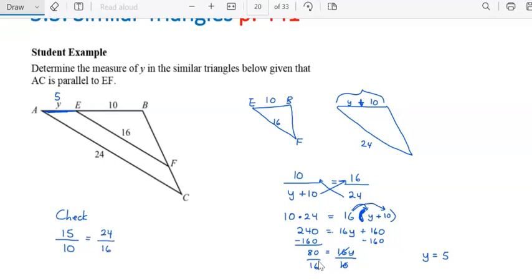And we can find our answer in a couple of ways. We can divide them and get the same decimal, or we could cross multiply and see if we get the same answer. So I'm going to take 15 divided by 10, which is 1.5. And 24 divided by 16 is also 1.5. So I know that I have the right solution for y.